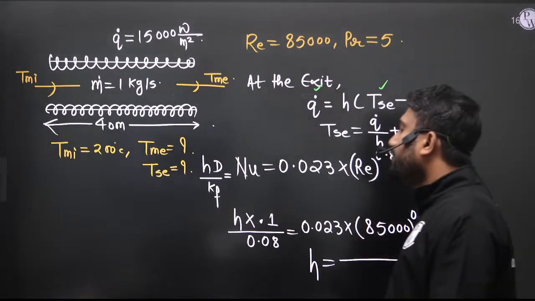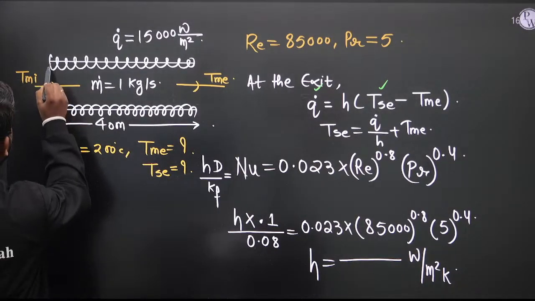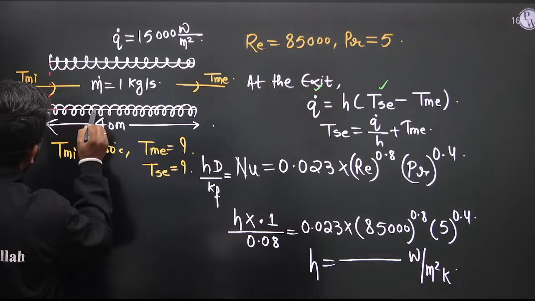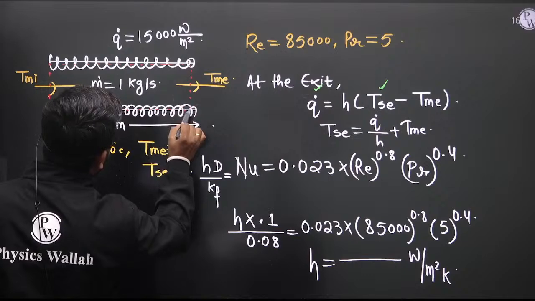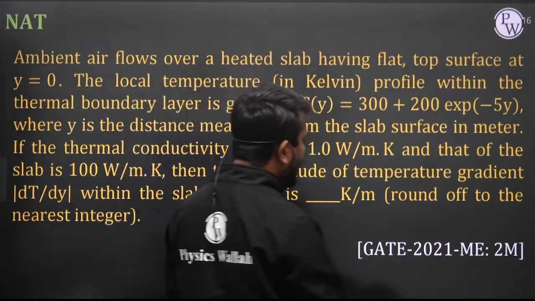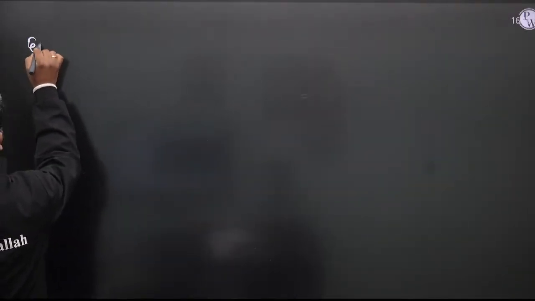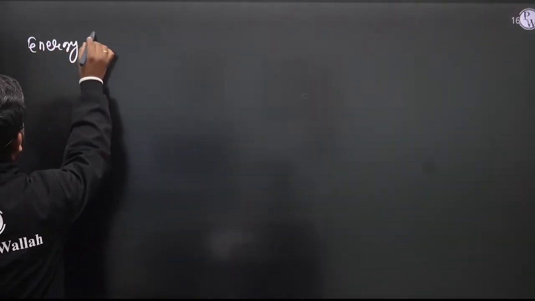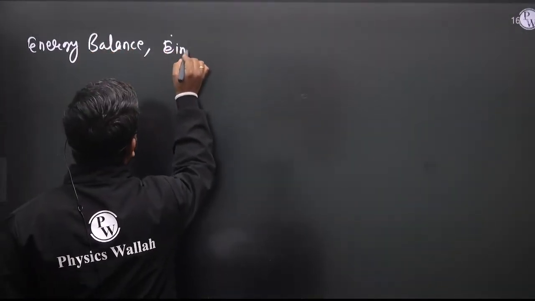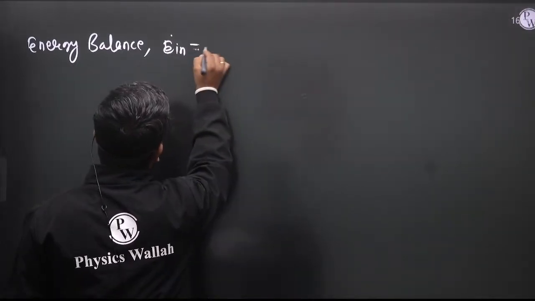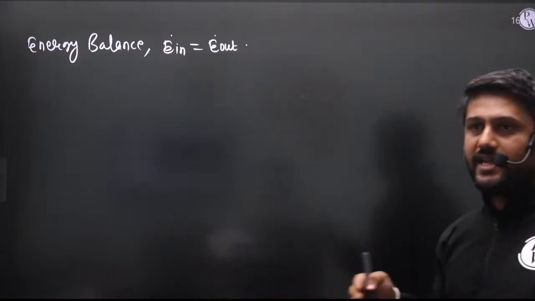Once you know H, now focus on calculation of TME. For calculation of TME, apply the energy balance. Now this is your system. This is a steady state problem. If you apply the energy balance, simply we can write the rate of energy in is equal to rate of energy out. There is no heat generation, and it is a steady state problem, so whatever the energy in is equal to energy out.